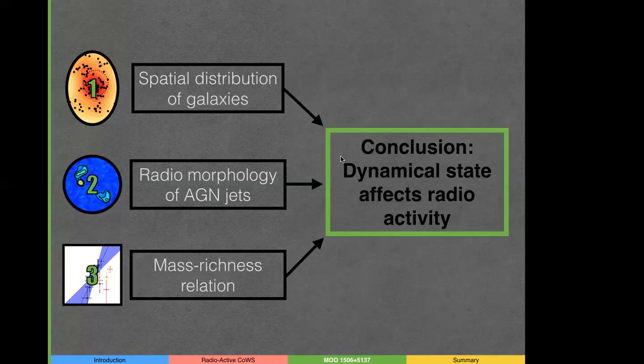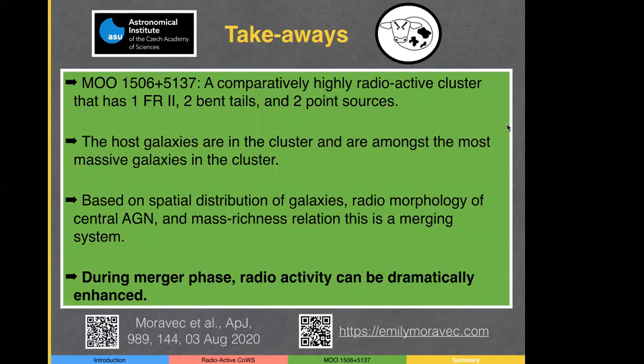And this has been seen in the literature before as well. So that is my talk, and this is a quick summary. So the 1506 has a high radioactivity with 5 radio sources. The host galaxies are in the cluster and are amongst the most massive galaxies, which is in line with work before. And based on these 3 lines of evidence, the spatial distribution of galaxies, the radio morphology, and the mass from the GBT, this is a merging system.